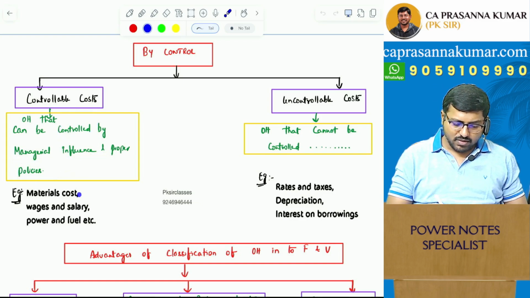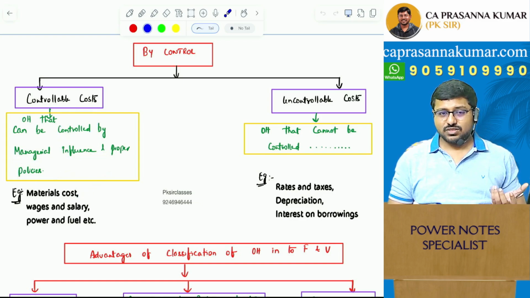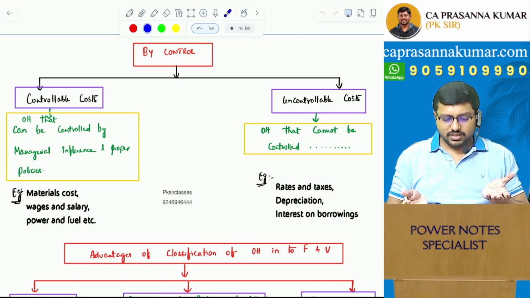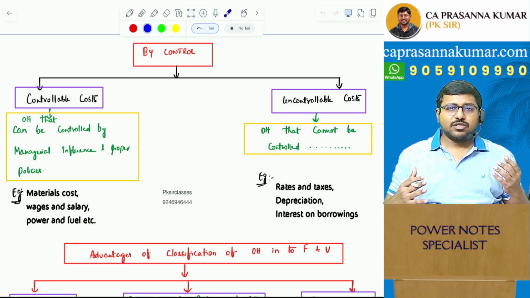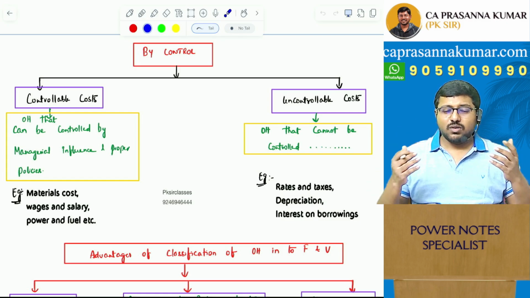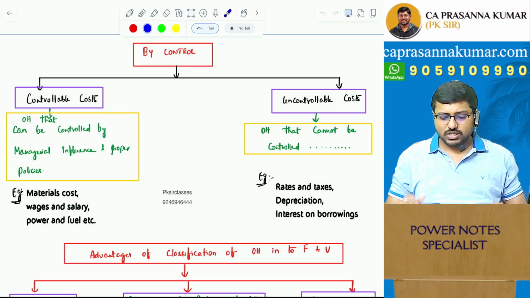For example, material cost, can you control? Yes. Wages and salary, can you control? It is there in your hands now. You are the ones who are finalizing it, right? Power and fuel, yes, you can control. Depending upon the efficiency of the machines and efficiency of your manufacturing operations, you can reduce the consumption of power as well as fuel.